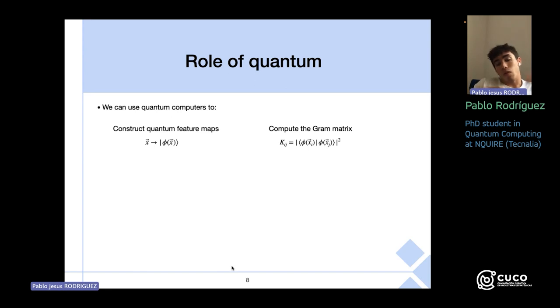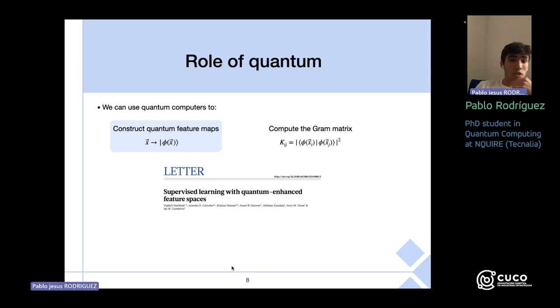And in our case, or in general, in quantum computers, we will compute the square of this quantity. So starting with this construction of quantum feature maps, there was a very relevant paper in this field, Supervised Learning with Quantum-Enhanced Feature Spaces, which presented some generic feature maps constructed this way, where we have the Pauli matrices, and S is the connectivities between qubits. And they show explicitly the form of these ansatz.